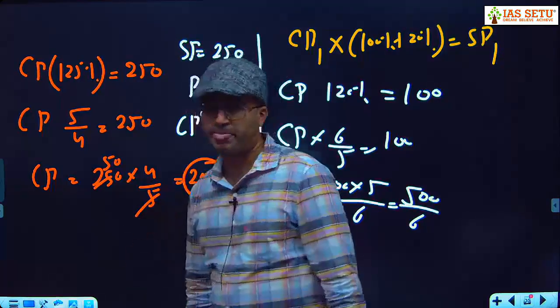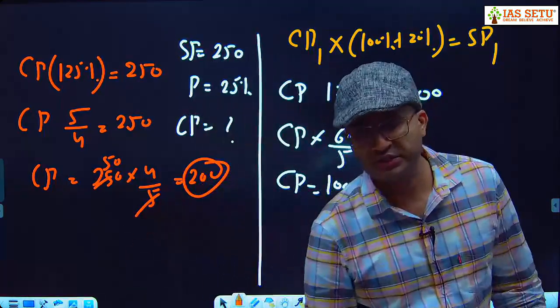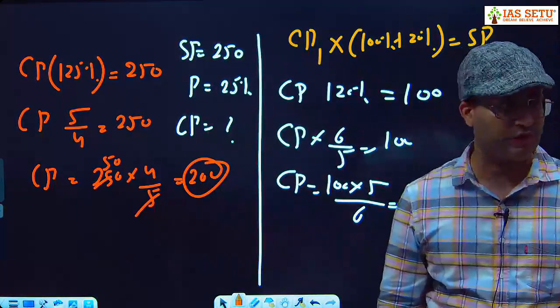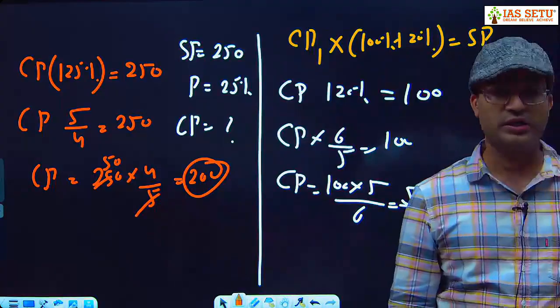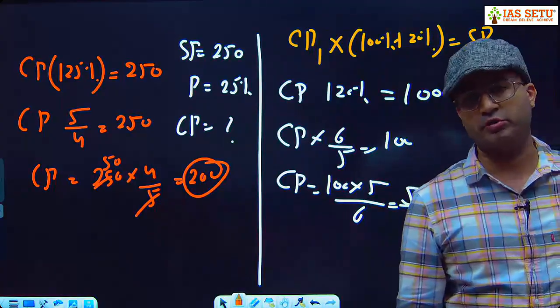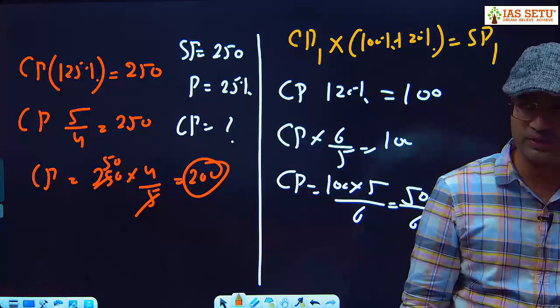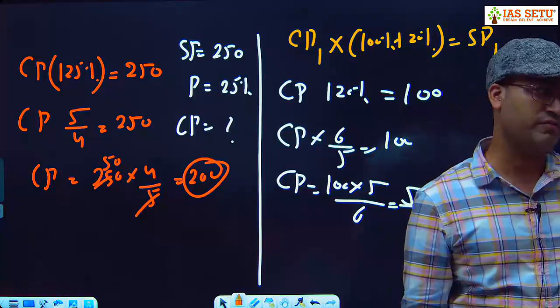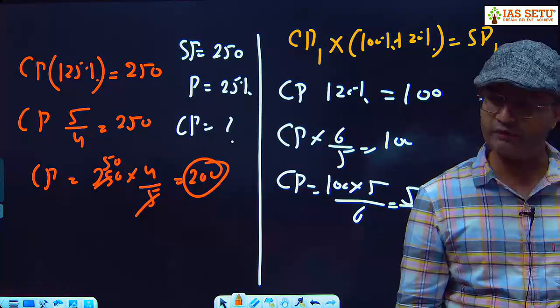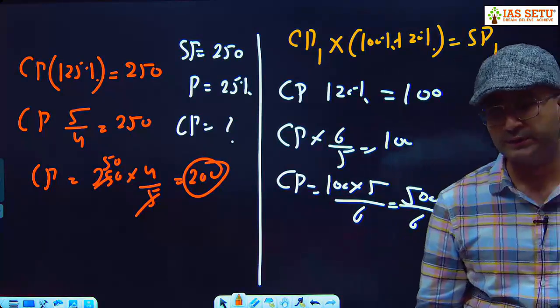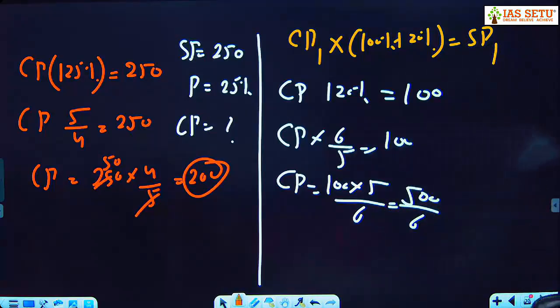200. So what is important in chain rule? We start with CP1, 100% plus profit, 100% minus loss, keep on multiplying. That will be equal to SP3 if there are 3, SP4 if there are 4, SP5 if there are 5. Profit we add, loss we subtract. That is okay. Any doubt? Now next, one more type, question number 16.